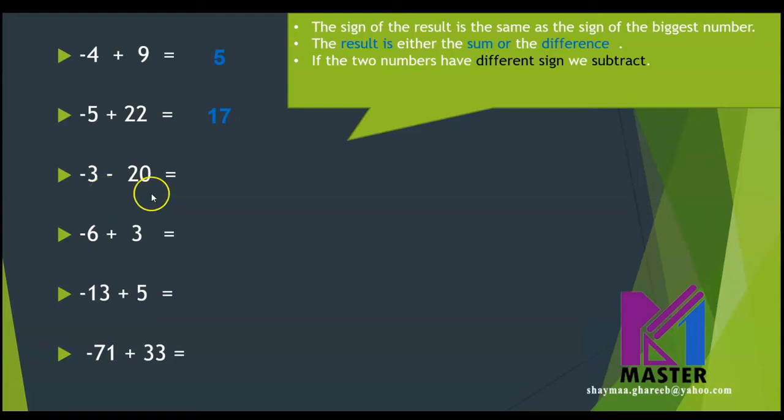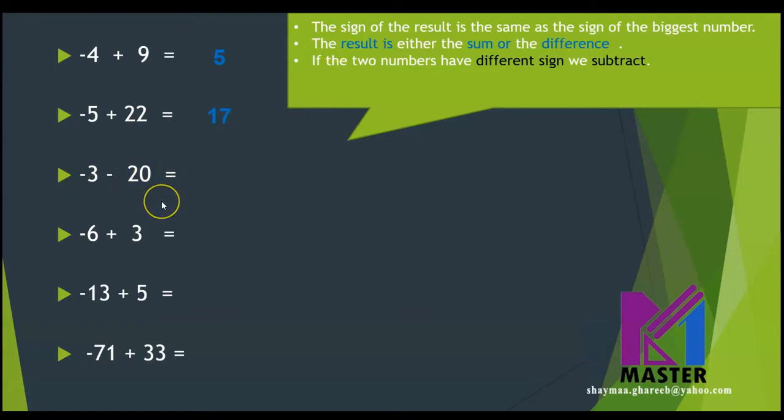What about the next example? We said the result has the same sign as the biggest number, which is the 20 here. Okay, is the 20 negative or positive? It is a negative number. Then my answer will be a negative answer. Am I going to add or subtract? Do I have different signs? -3 is a negative number. What about -20? Can I consider it a negative number or a positive number? Of course, as I said before, it's a negative number. I can consider the minus or the subtraction sign as a negative sign.